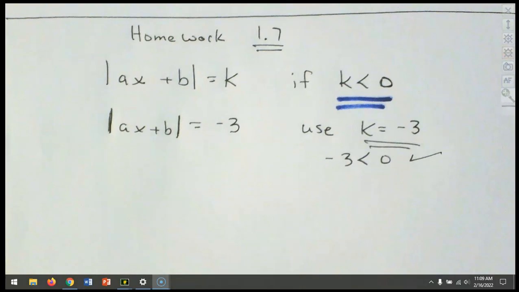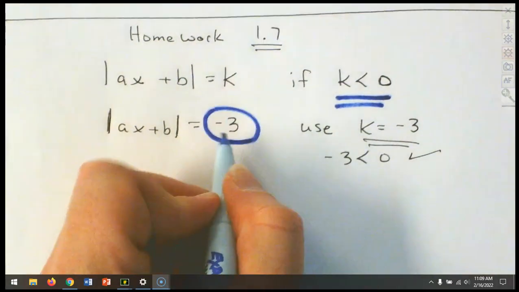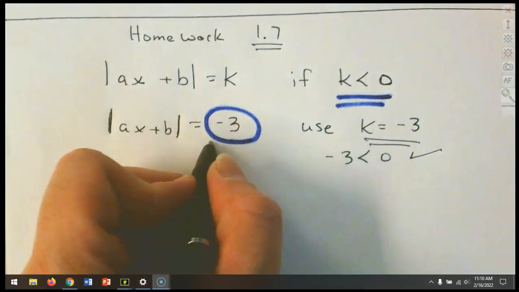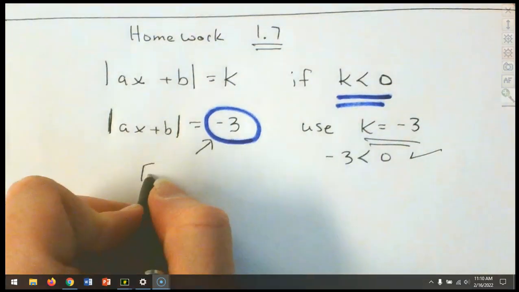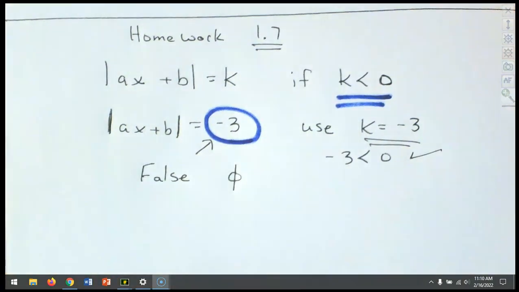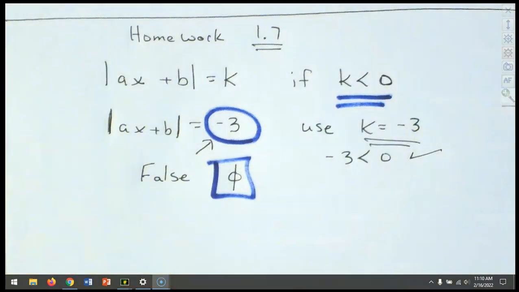What about this one? We just did these a moment ago. It's an equal sign. Can absolute values ever equal a negative number? No. So this is going to be what now? False. No solution. Okay. All you have to do. So there's no solutions. That's what they wanted on that one.